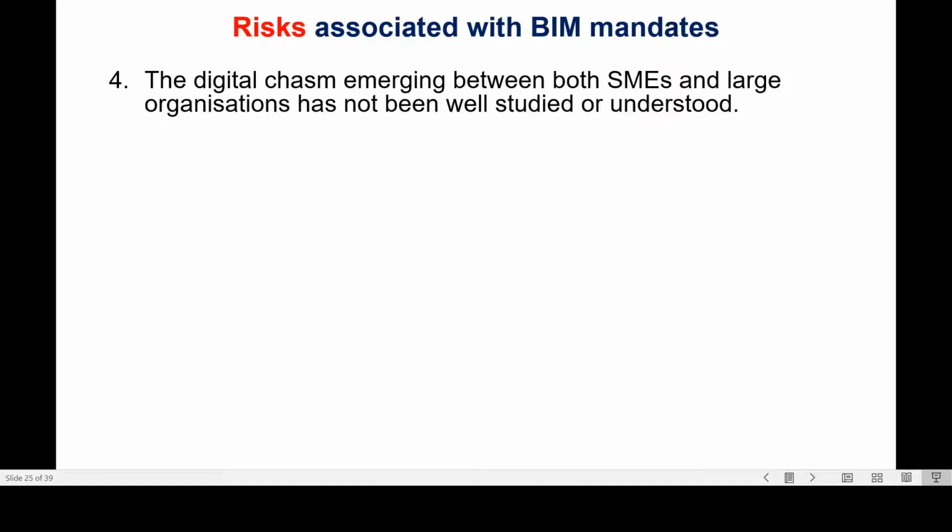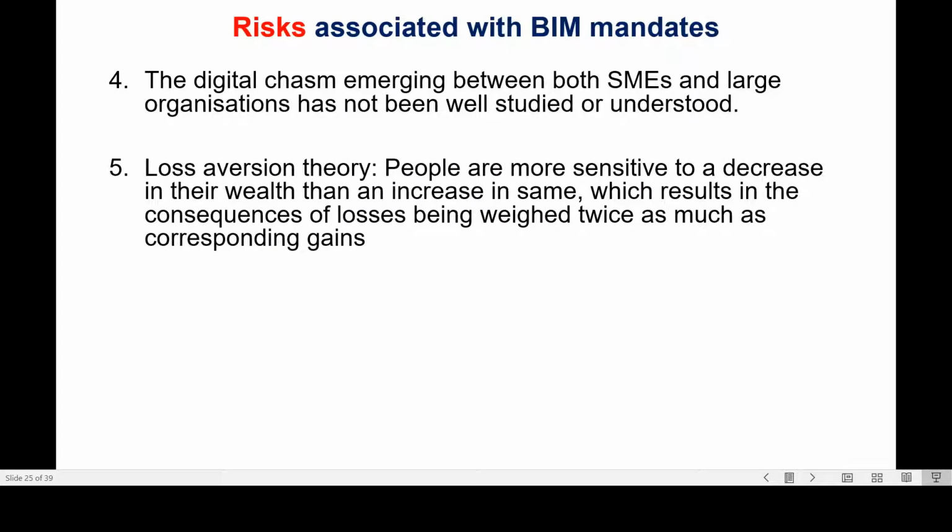The digital chasm that's emerging between SMEs and large organizations has not been understood very well or properly studied, but we're getting there. There's a lot of research going on to try and understand this. But one thing that is important to realize is that there's a theory called loss aversion theory. What this theory means is that people are more sensitive to a decrease in their wealth than they are to an increase in their wealth.